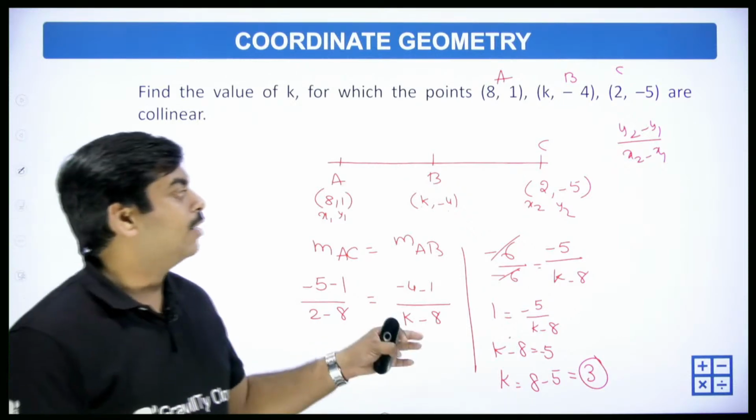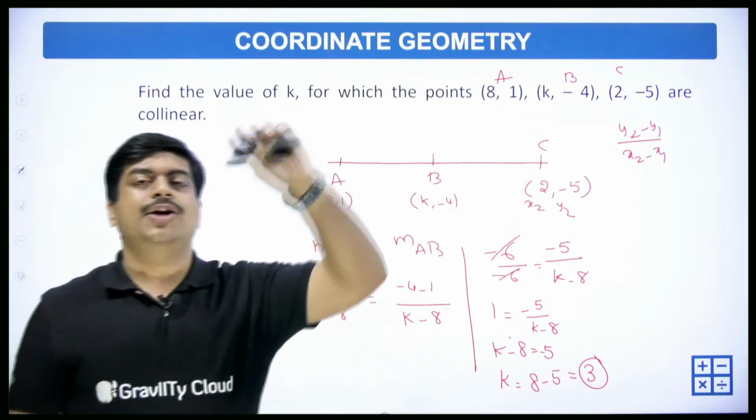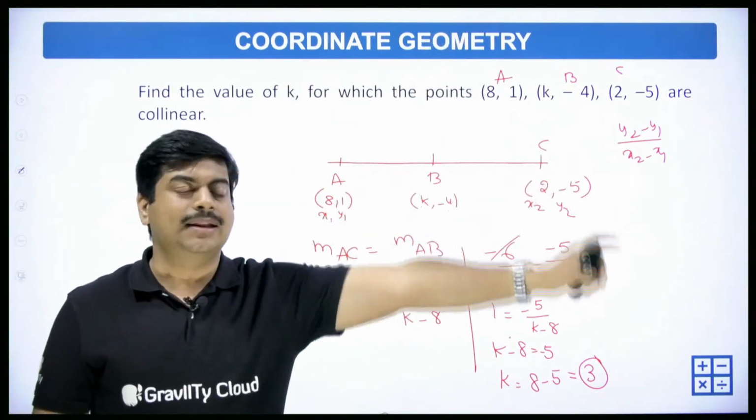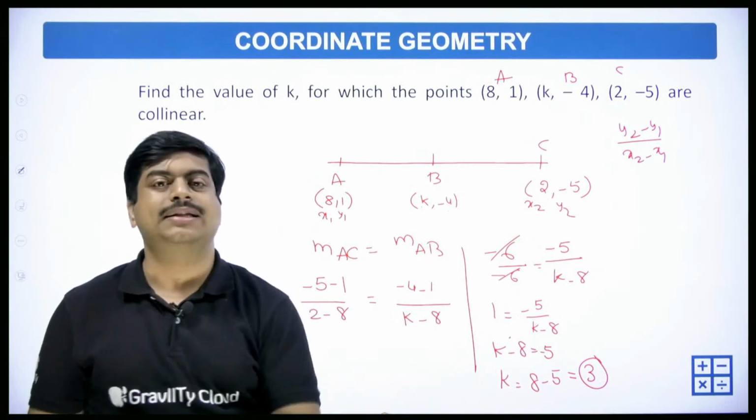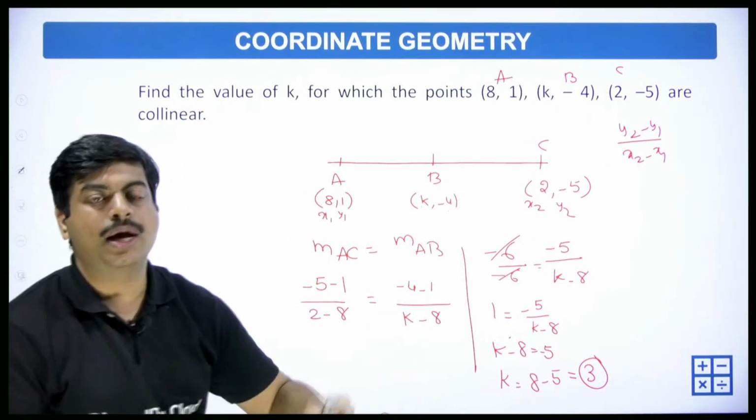So this is how you can try to find the collinearity condition using the slopes, or else you can also go with the area of the triangle, making that to be 0, and ultimately you should get the same answer back. If there is any calculation mistake, please try to rectify that.